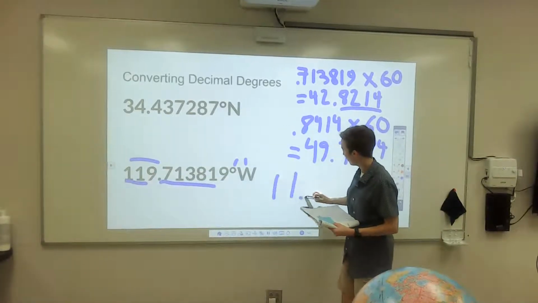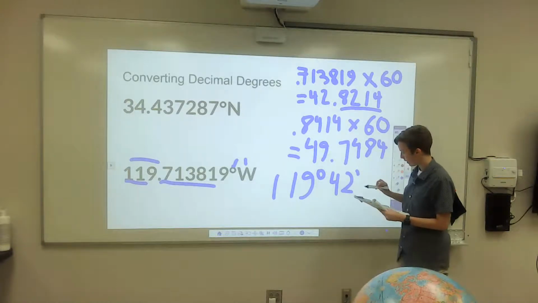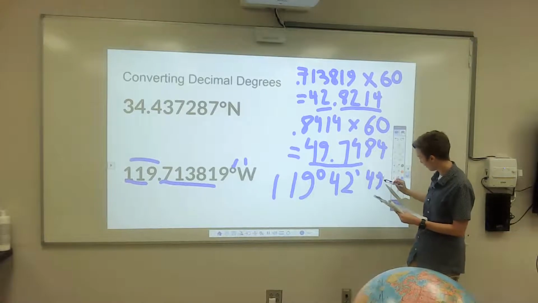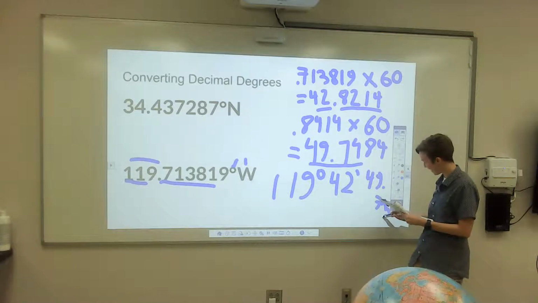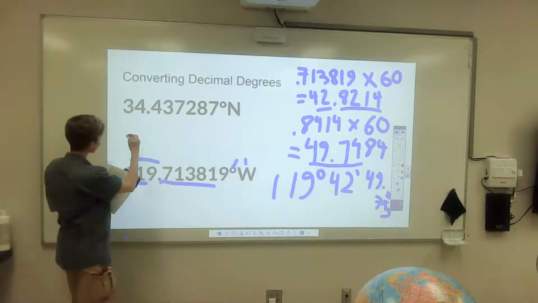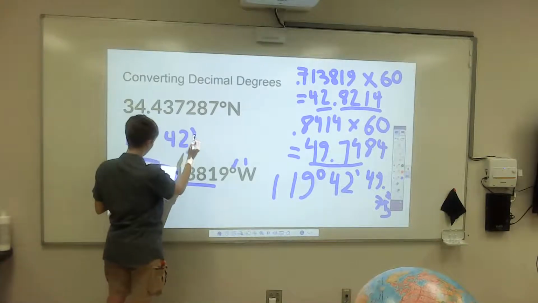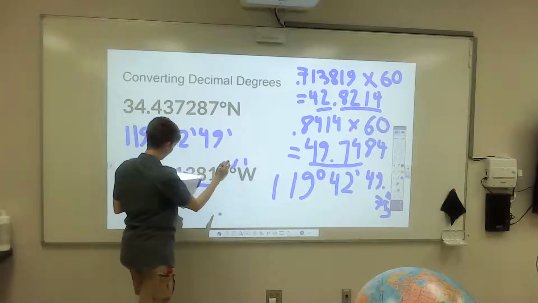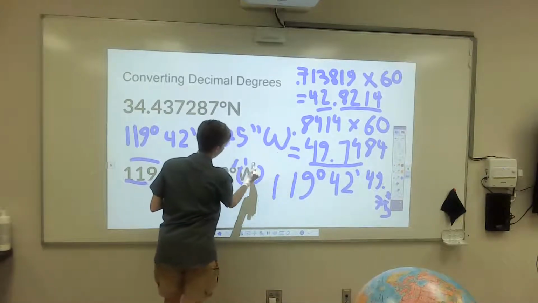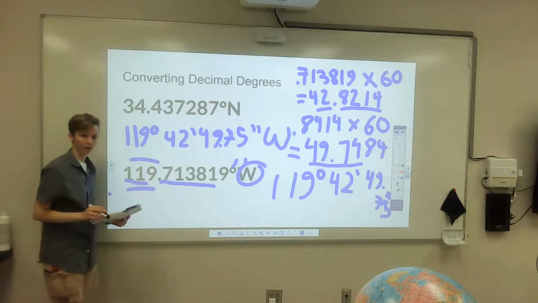So the way we're going to fully write that out, we're going to take the number that didn't change, the very beginning, 119 degrees, still degrees, 42 minutes, and then 42 came from here, 49.75 seconds. I'm going to rewind it all the way and pull it out because it got really squished right there. West. West did not change. Degrees did not change. The first number does not change.